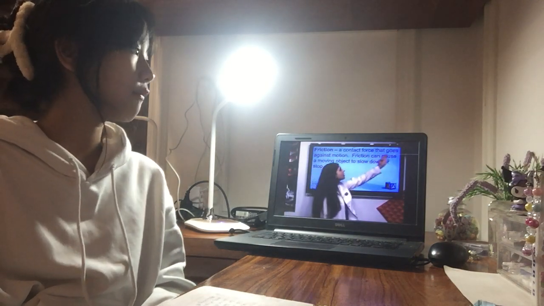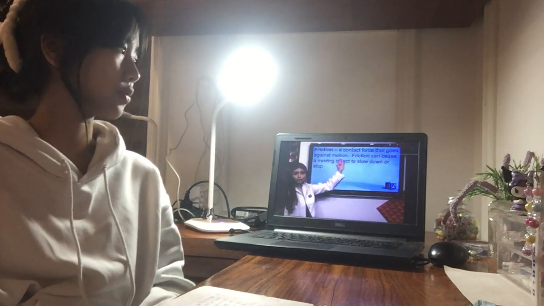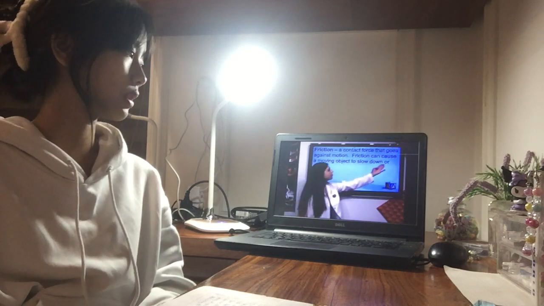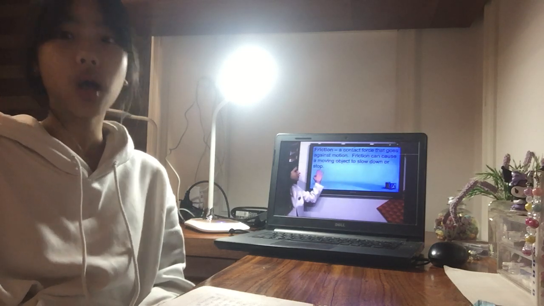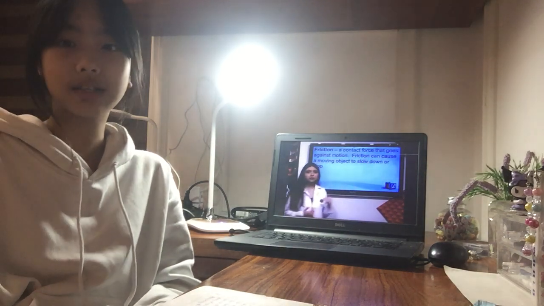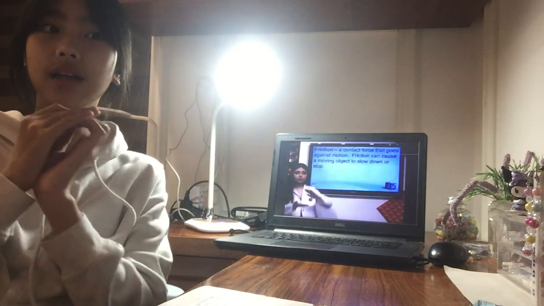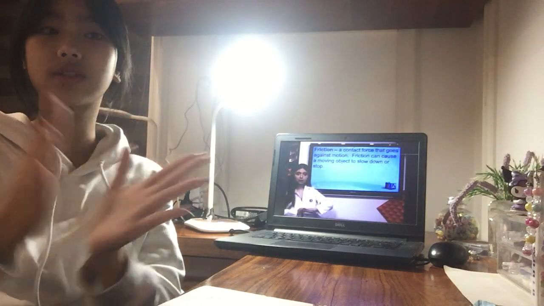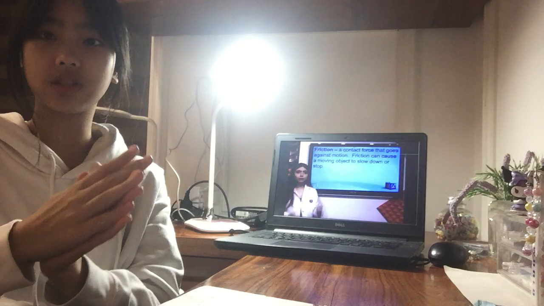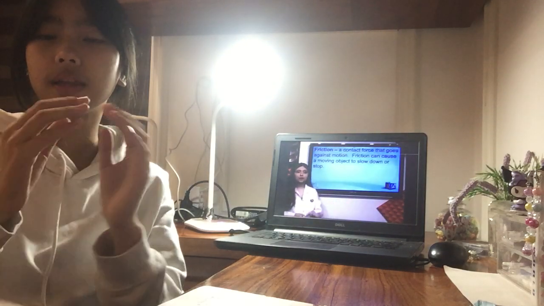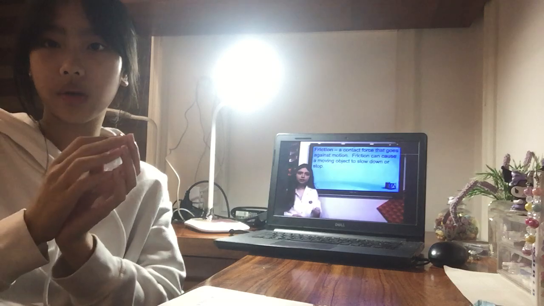Friction is a contact force that goes against motion. Friction can cause a moving object to slow down or stop. So, what is a contact force? A contact force is when two things touch each other, which put a force on each other. They touch each other and they apply force on each other. That is what we call a contact force.